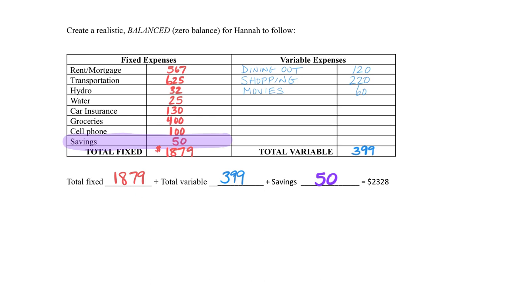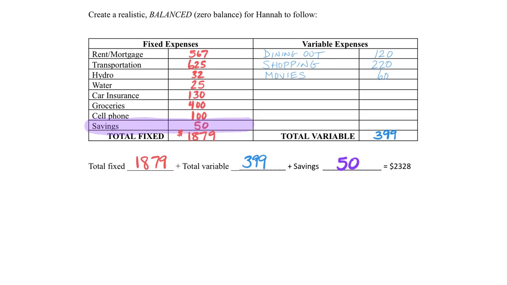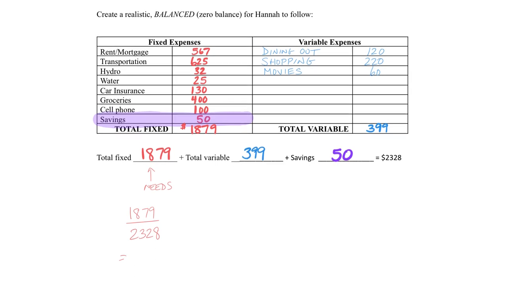If everything on the left was a need, with the exception of savings, then does Hannah's budget follow the 50-30-20 rule? So let's consider it and make a couple of quick calculations. If I want to examine whether her needs are about 50%, well, right now, if I took 1,879 and divided that by 2,328, I'm hoping that we can see that we are breaking our 50% rule.